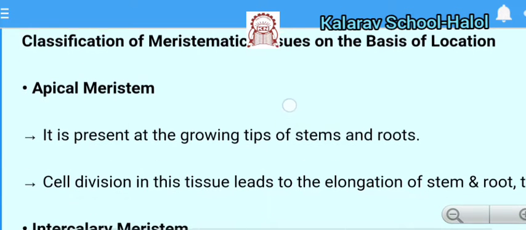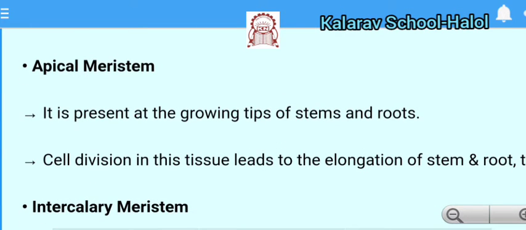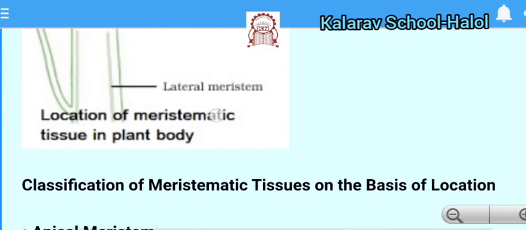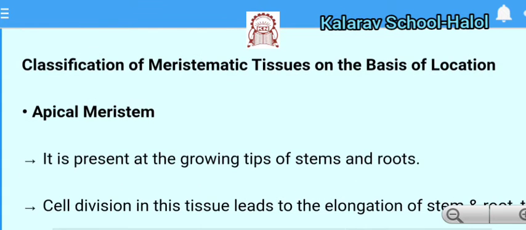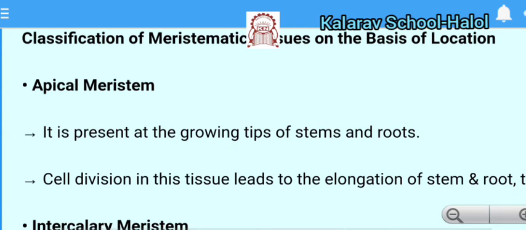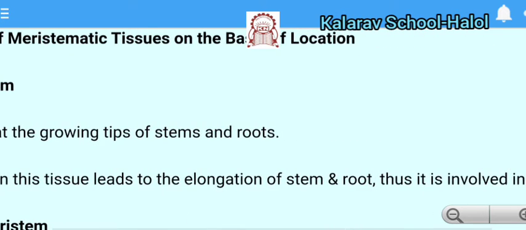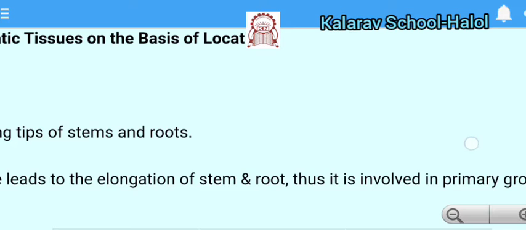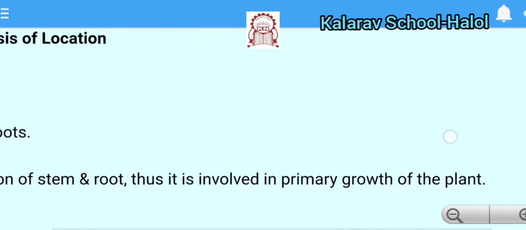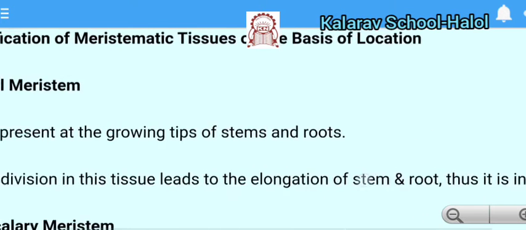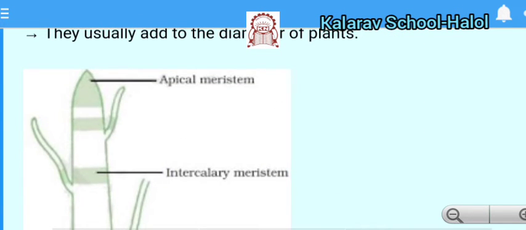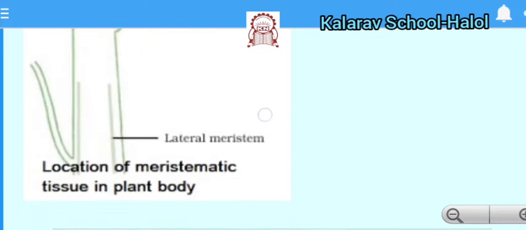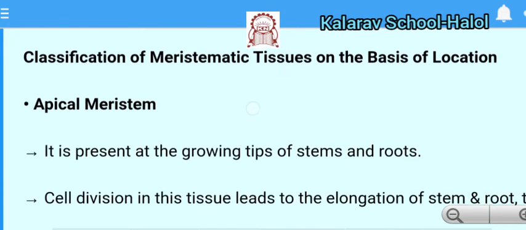So number 1, apical meristem. It is apical, as you see here, it is at the top. So apical meristem is present at the growing tips of stem and roots. So cell division in this tissue leads to the elongation of stem and root. Thus it is involved in primary growth of the plant. So it helps in the growth of stem and root. So it is present at the tip of the root and the shoot or stem.